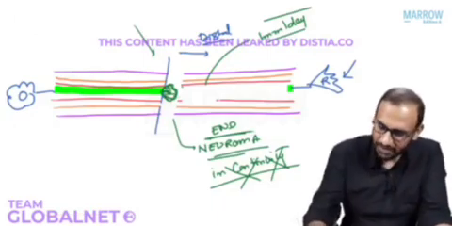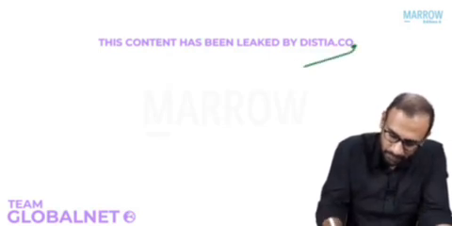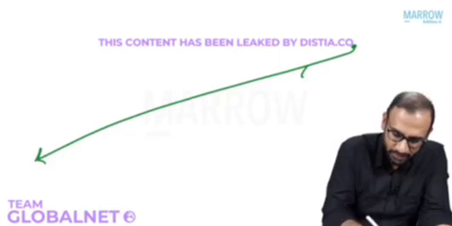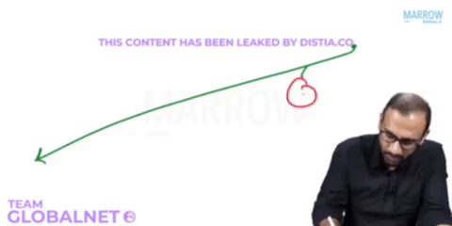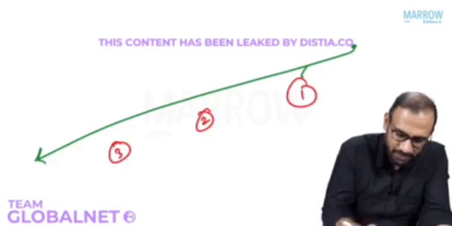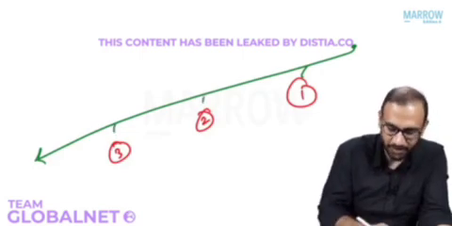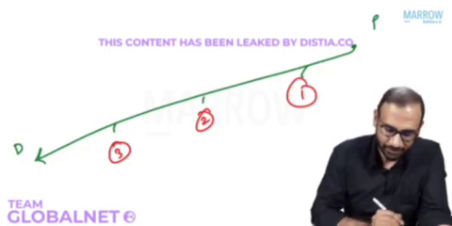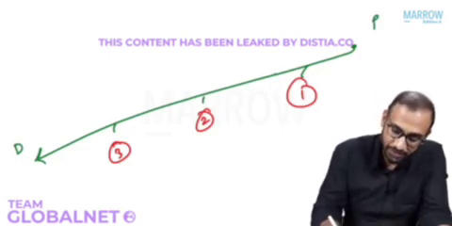Suppose there is a nerve here. Okay, let me draw the nerve. And it is supplying muscle number 1, muscle number 2, muscle number 3. Okay, it is supplying 3 muscles, the nerve. This is the proximal part of the nerve. This is the distal part of the nerve. All right. Now, suppose you have an injury here.